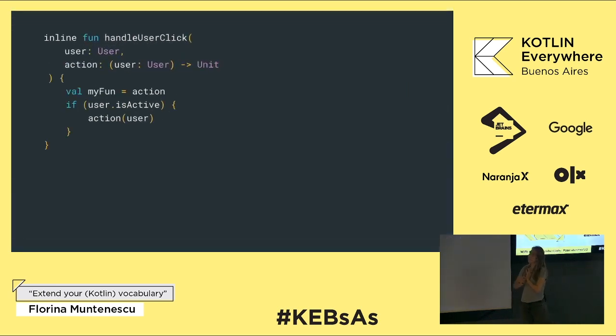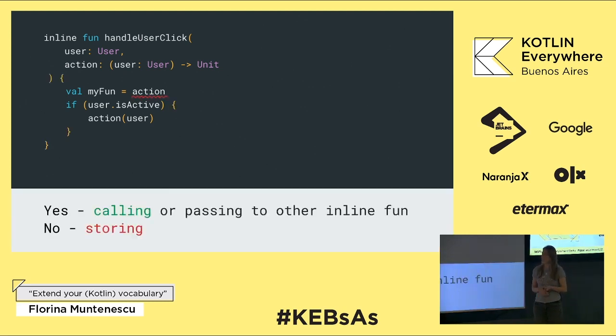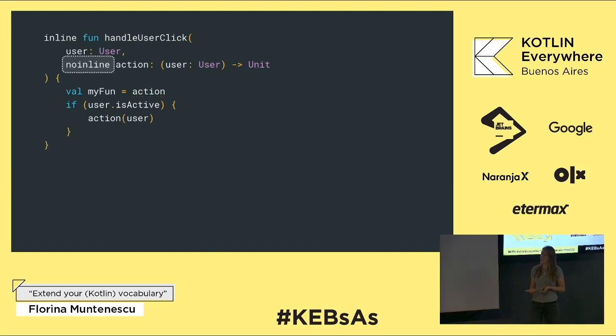Okay, but what if our code changes? What if in our handle user click, we want to do something with that action? Let's say that we want to keep it inside a variable and do something more with it. Well, in this case, the compiler complains, because you can use inline functions when you're calling or passing functions to other inline functions, but you can't use them when you want to store them. So to do this, you will need to use the noinline keyword.